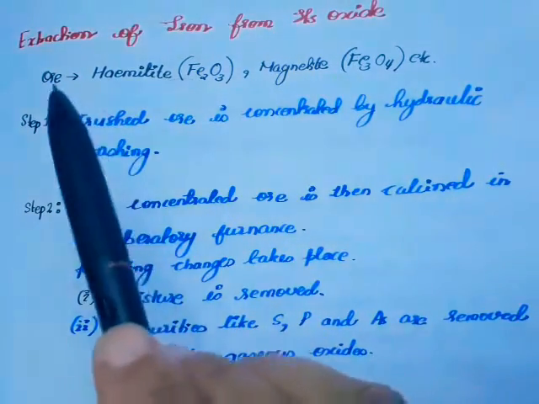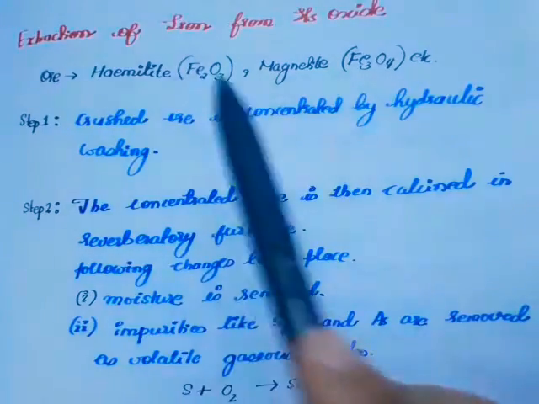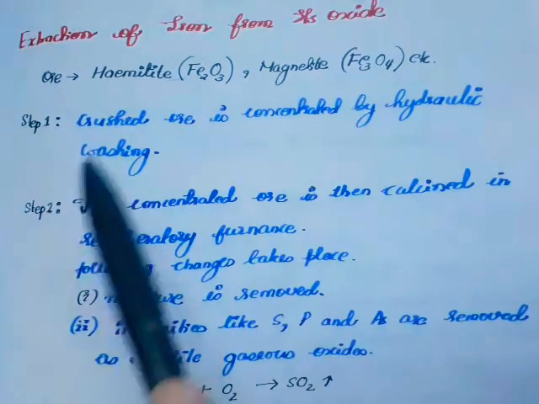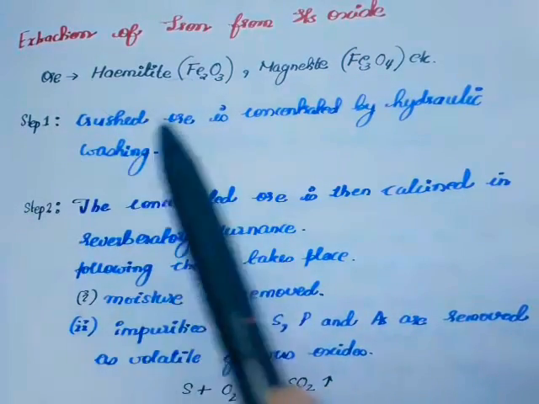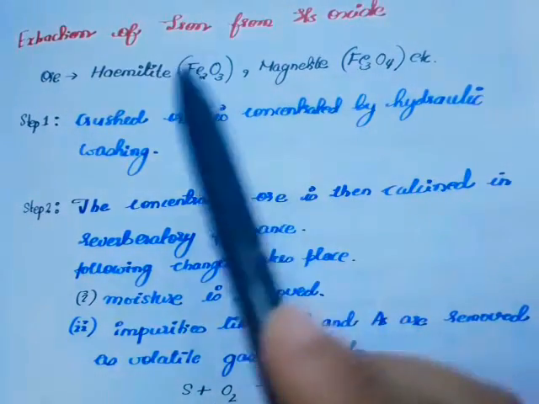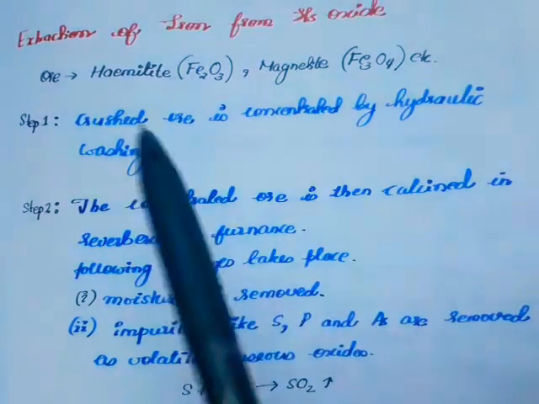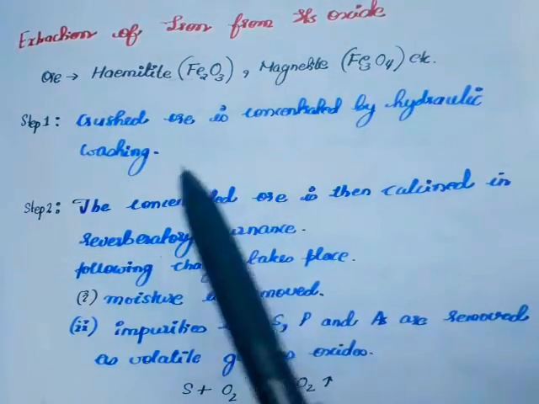Now the ores from where extraction of iron is done are hematite and magnetite. What are the different steps during the extraction of iron? Number one, the crushed ore is concentrated. Now we are talking about hematite. The crushed ore is concentrated by hydraulic washing.